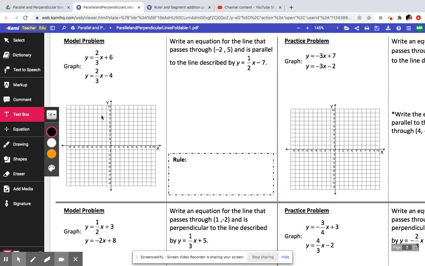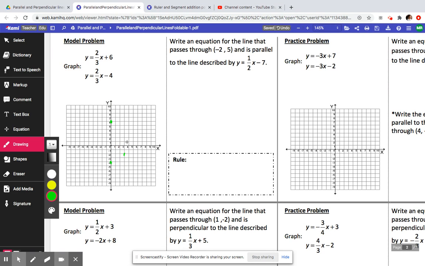The first way we can figure out if our lines are parallel is, of course, if we have two equations, we can graph these. After we graph these, we will end up with a line. So plus 6, you're going to have a point right here. Let me make it darker. And -4, you're going to have a point right here. Then you can do your rise over run: up 2 over 3, 1, 2, 3.